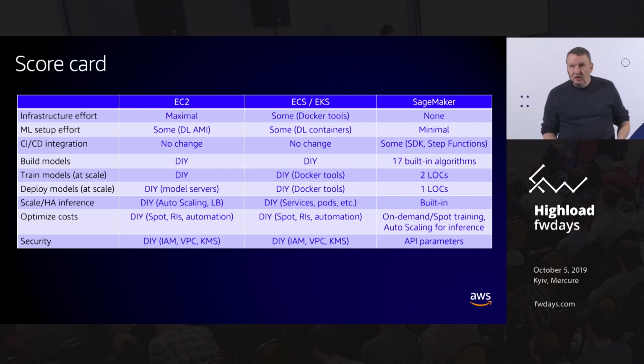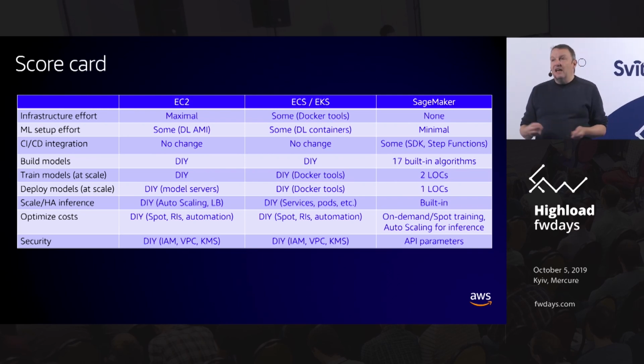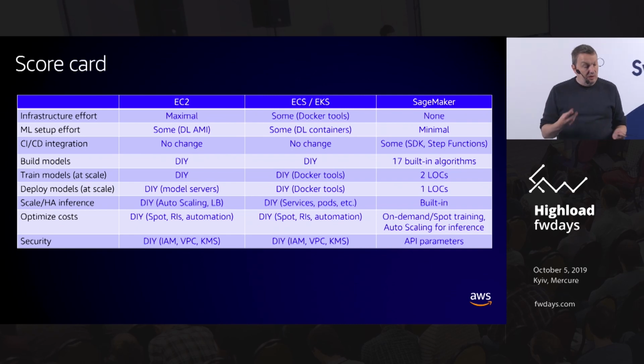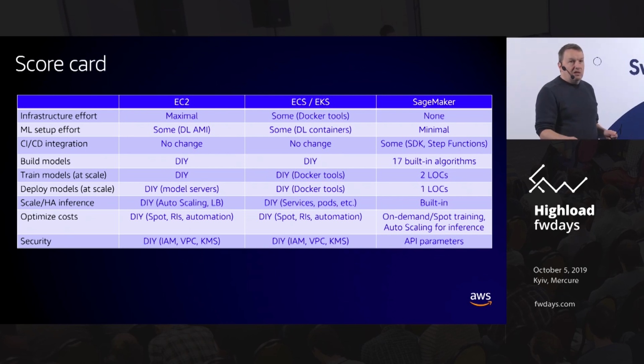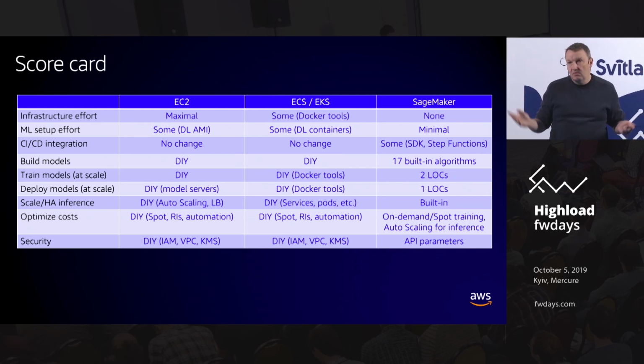You can use 17 built-in algos. Training at any scale is 2 lines of code. Deploying at any scale is 1 line of code. And you can use Spot, and you can use auto-scaling, and security is integrated. So if you need KMS encryption for the training instances, just say, okay, encrypt, and that's it.